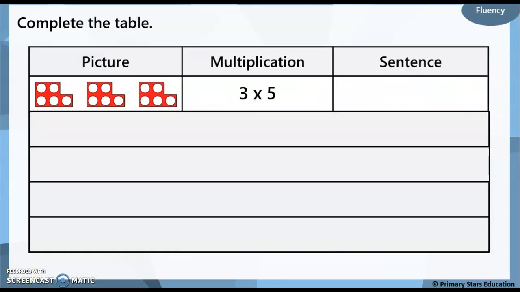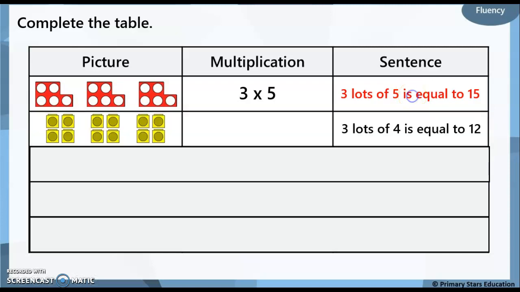So here we have a table. We have a picture. So we have 3 groups of 5. So multiplication is 3 times 5. So the sentence is 3 lots of 5 is equal to 15. Here we have 1, 2, 3 groups of 4. We already have the sentence, 3 lots of 4 is equal to 12. All we have to do is think about, right, 3 lots of, that means that it's 3 times 4.